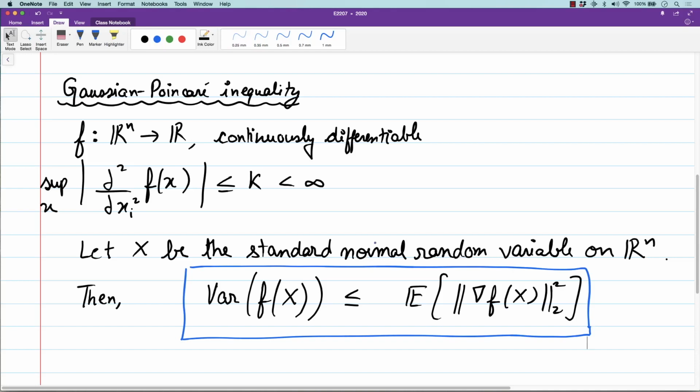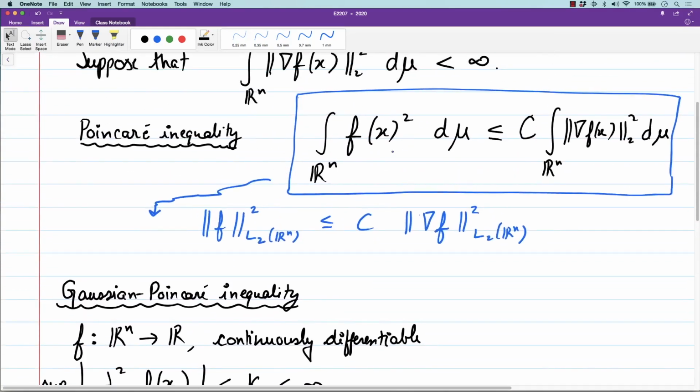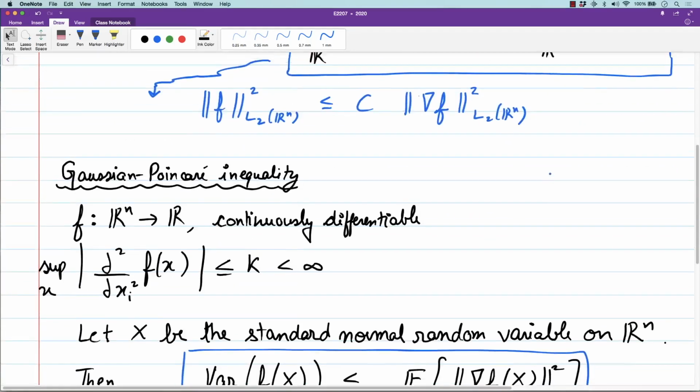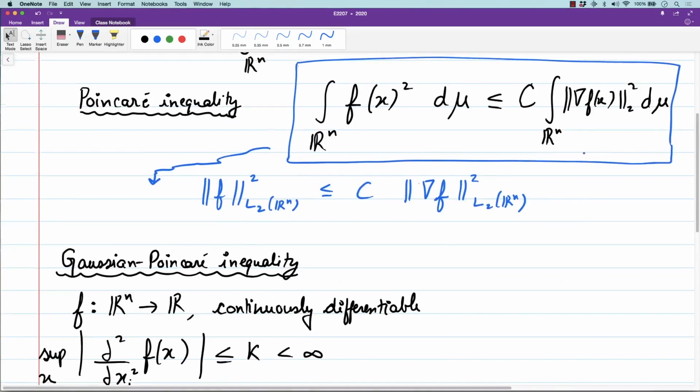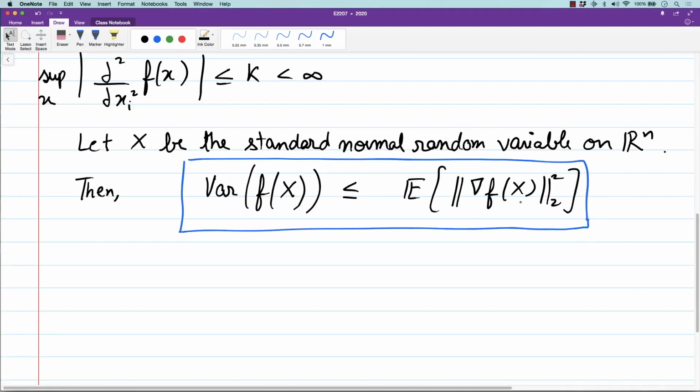It looks very much like the Poincare inequality here, and you have just replaced all these integrals with integrals over the Gaussian measure. That's what the inequality claims.